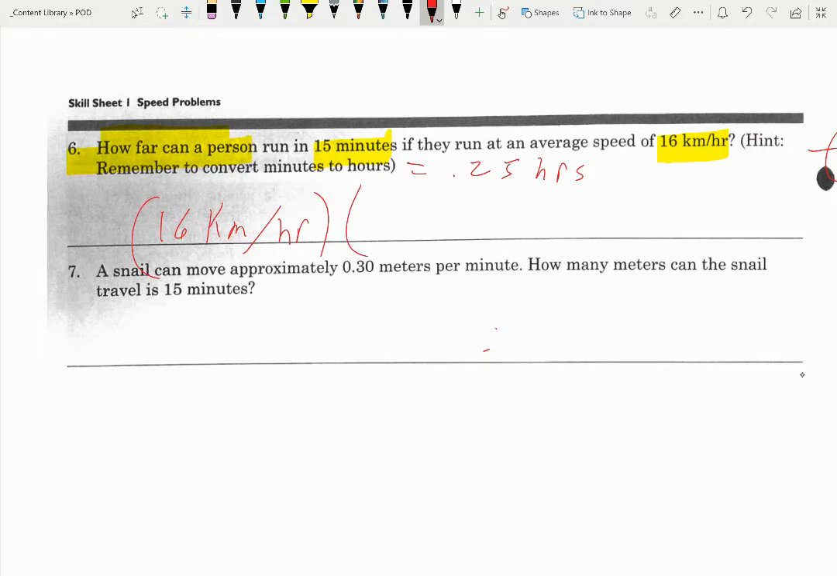Times the time, which is 0.25 hours. So then, Daniel, how much is that? 4 kilometers. About 4 kilometers. All right.